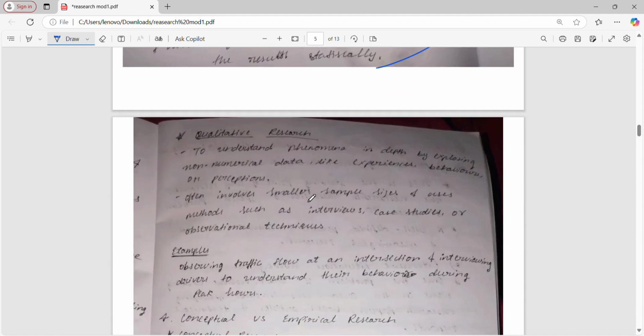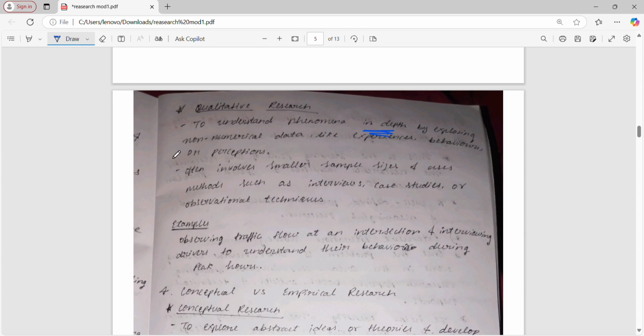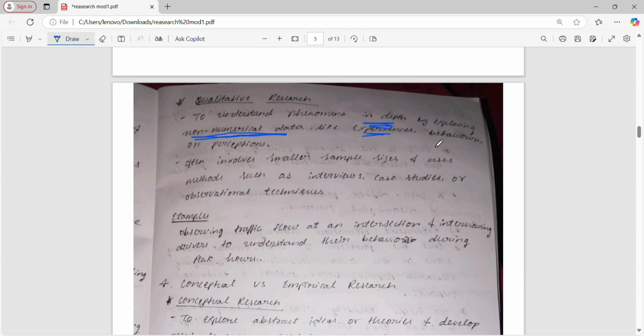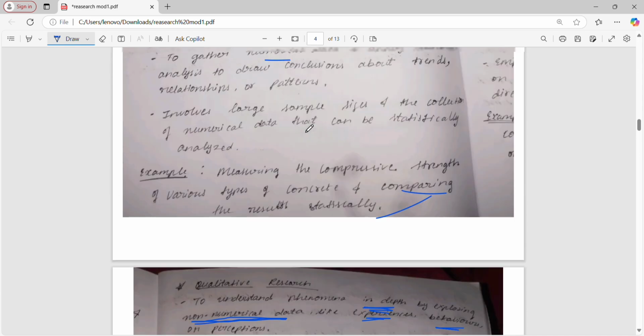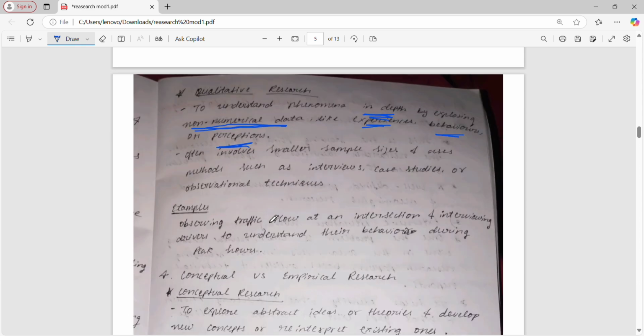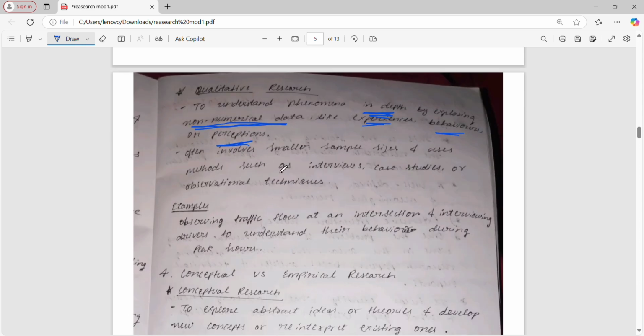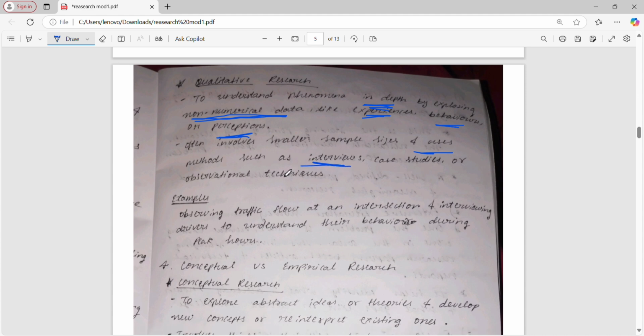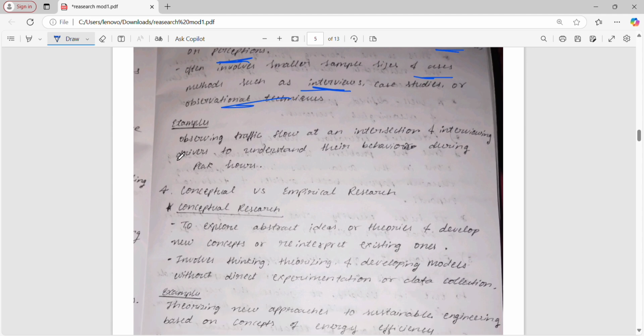Okay, qualitative means to understand the phenomena in depth by exploring non-numerical data like experiences, behaviors, or perceptions. Quantitative is numerical data, qualitative is non-numerical data. It often involves smaller sample sizes and uses methods such as interviews, case studies, or observational techniques. Example: observing traffic flow at an intersection and interviewing drivers to understand their behavior during peak hours.